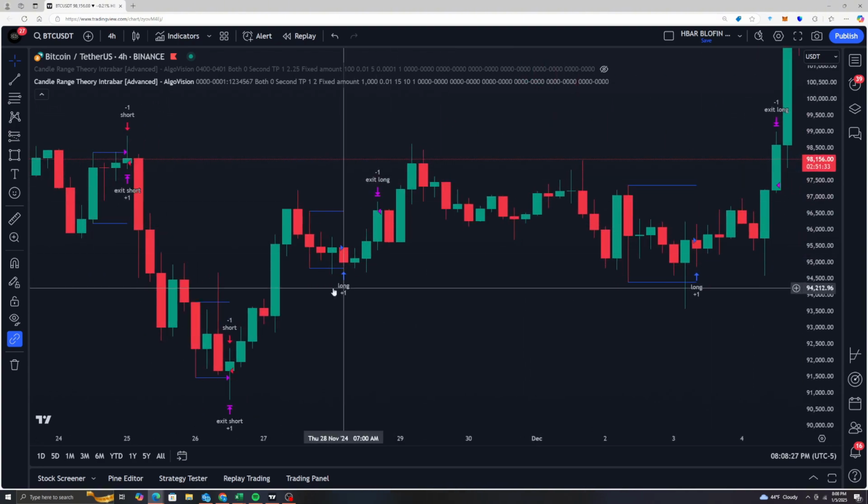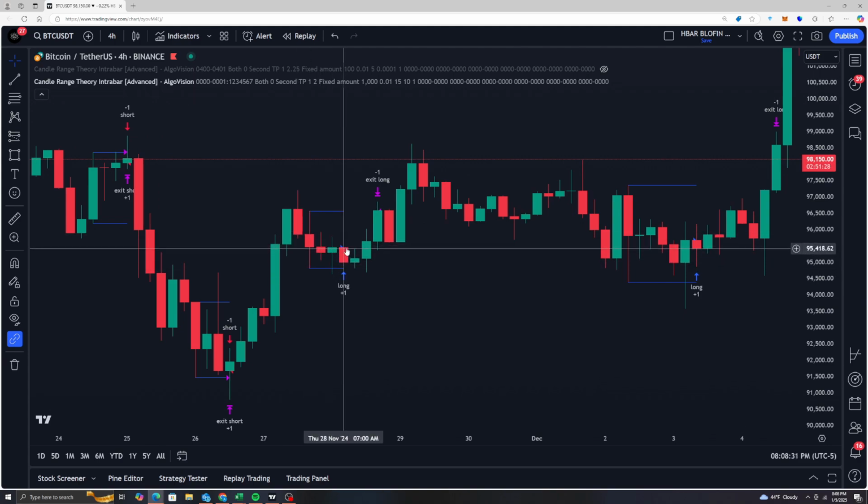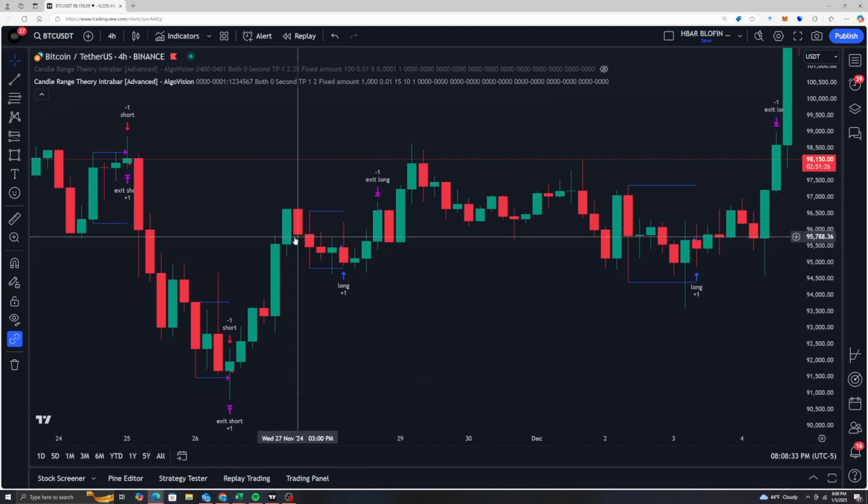So this one right here, nice win. Tapped the range low, rejected, closed up here, took a long on the next candle, tapped the range high. Let's take profit.